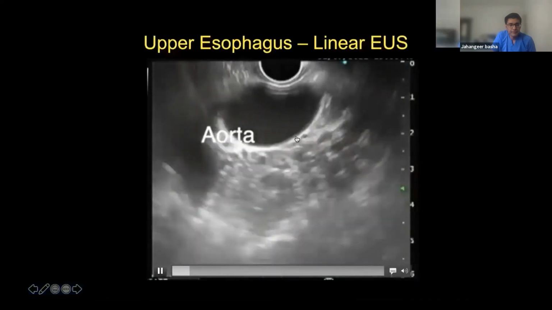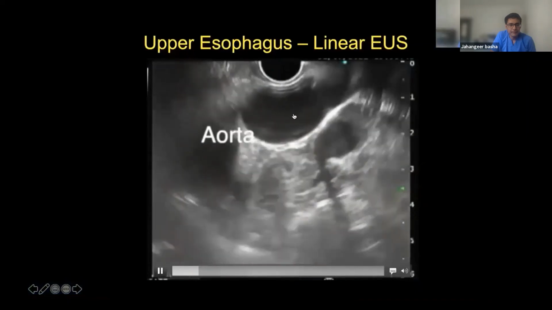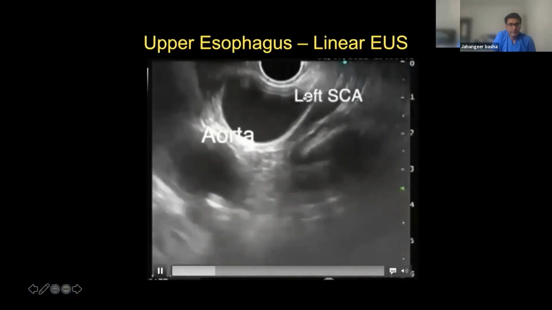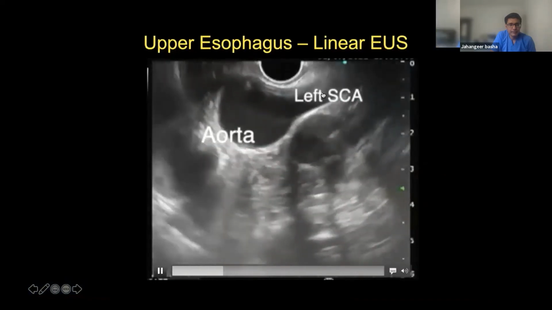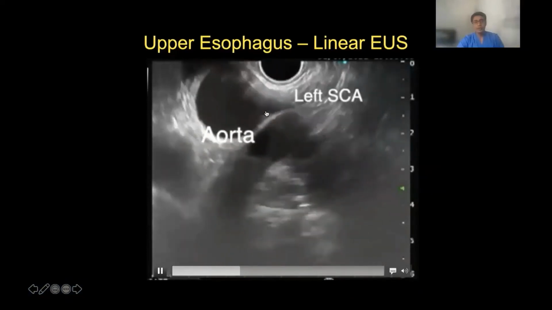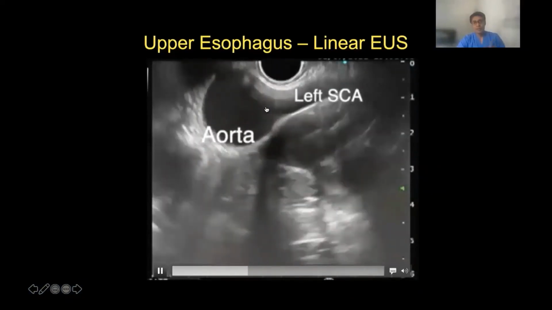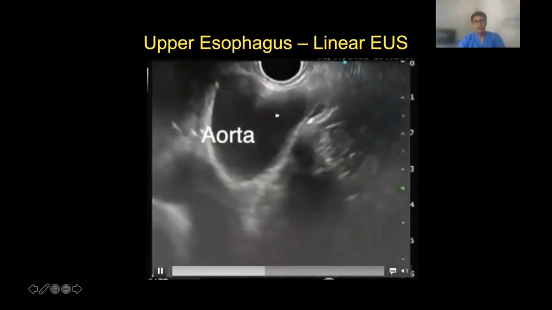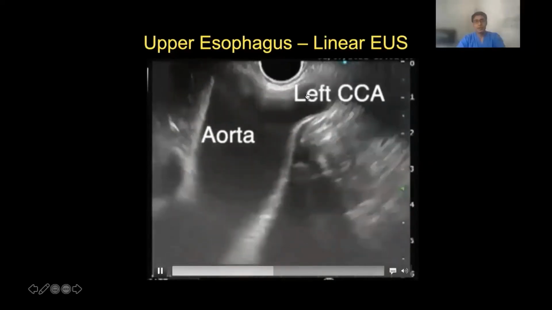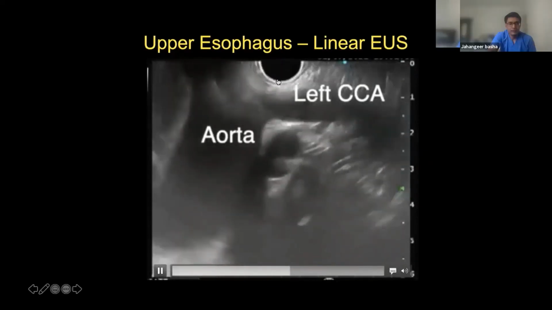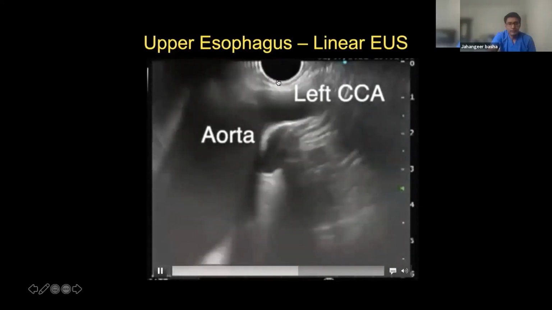So this is the aorta, aortic arch. From here, with a gentle clockwise torque, we can see the first branch from the arch, that is the left subclavian artery. We can also appreciate the left brachiocephalic vein. From here, if we give a further clockwise torque towards the right side, we can see the left common carotid artery. The brachiocephalic trunk is difficult to see due to the trachea here.